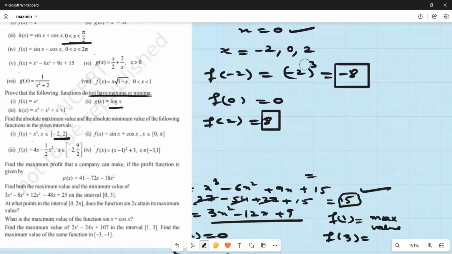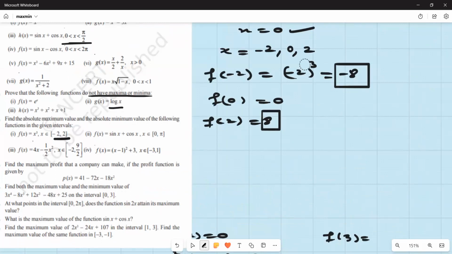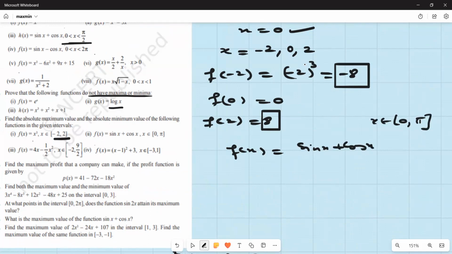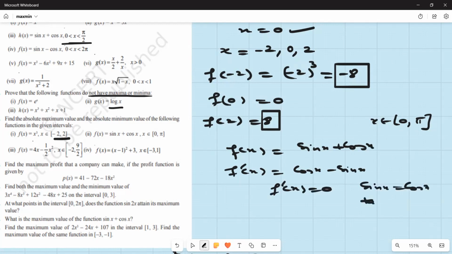अगला चेक करो, f of x is sin x plus cos x. X belongs to 0 to π, closed interval again. So f dash x is cos x minus sin x, equate equal to 0. So what are you getting? Cos x is equal to sin x, na? So can I say tan x? Again, always change into tan. Tan x is equal to 1. So in 0 to π, x is equal to π/4.